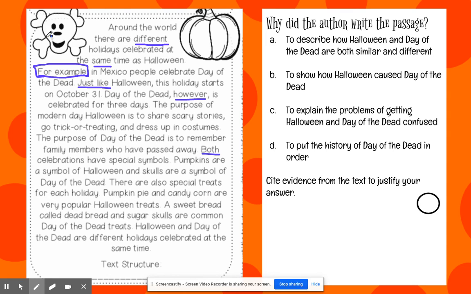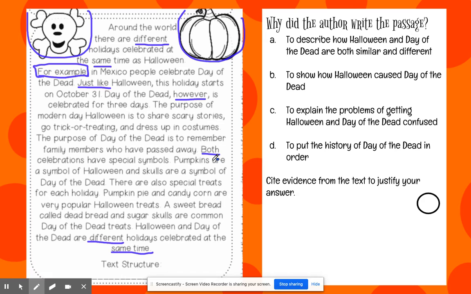Ooh, and what do I see right here in my text features? I see a skull and I see a pumpkin, right? There are also special treats for each holiday. Pumpkin pie and candy corn are very popular Halloween treats. A special bread called dead bread and sugar skulls are common Day of the Dead treats. Halloween and Day of the Dead are, oop, I see another good keyword here, different holidays celebrated at the same time. Okay, so I found my signal words.